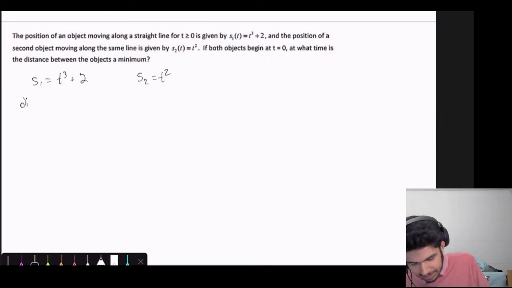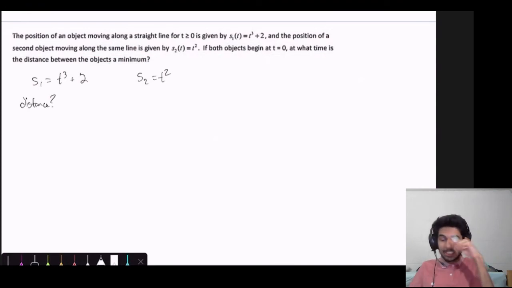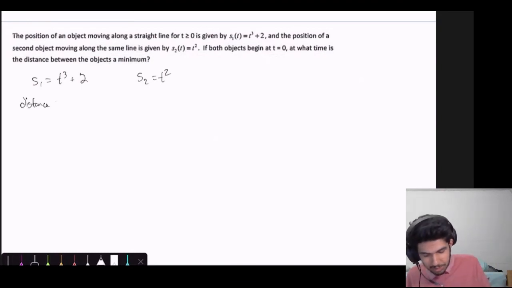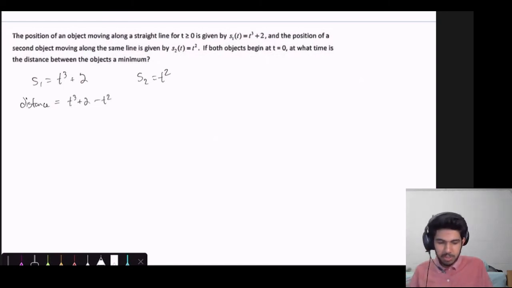So how do we get distance? Distance should just be the difference between their positions. Because they're along the same line, that's the straight line distance, so we can just take the difference of these two positions. Cool, so we have distance in terms of time, it's already in one variable, so let's just take the derivative of this. The derivative of distance with respect to time is 3t squared minus 2t. We can set that equal to 0 because we want to minimize distance.